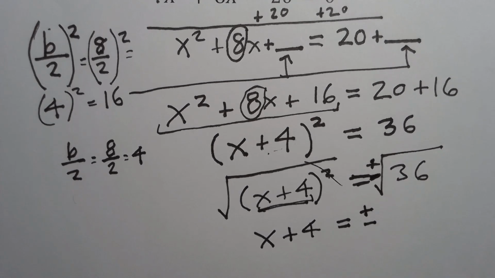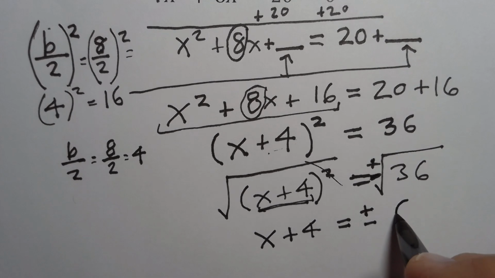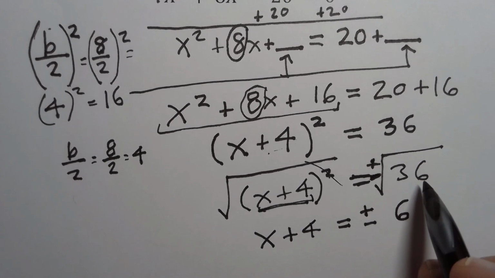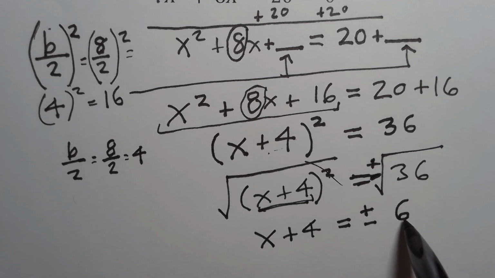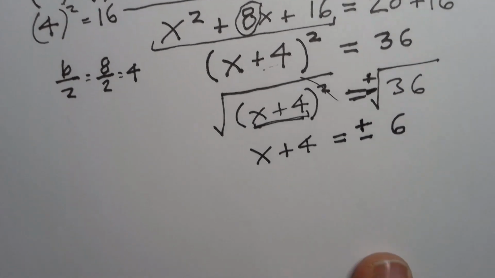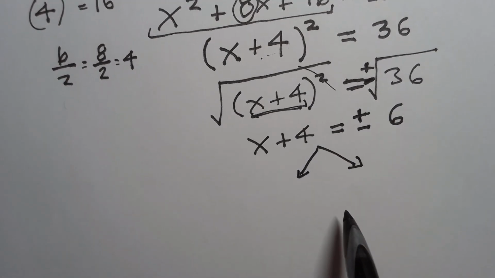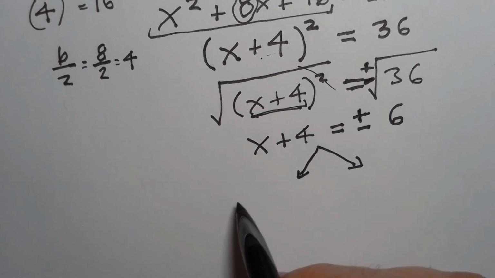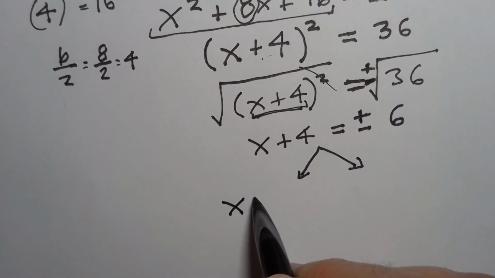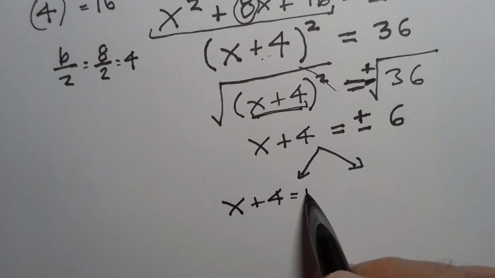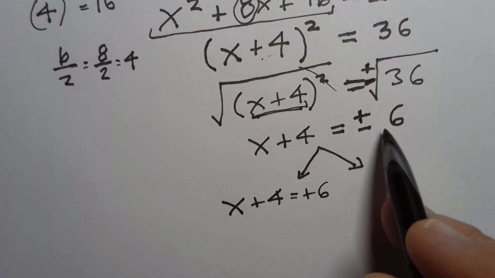The square root of 36 is 6, right? 6 times 6 is 36. So the square root of 36 is 6. We're taking the positive and the negative of those. So I like to split it into two solutions like this. And on this side, I'm going to rewrite it with the plus sign. X plus 4 is equal to plus 6. So that's the top version.